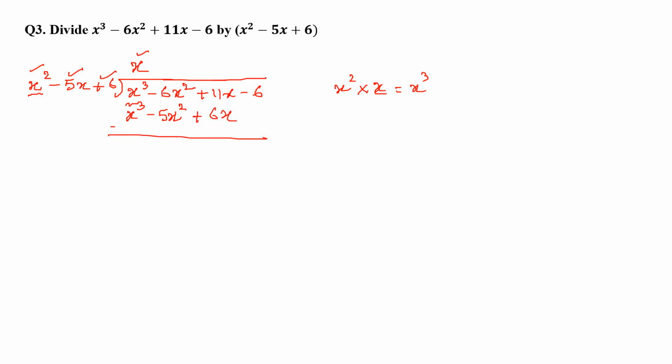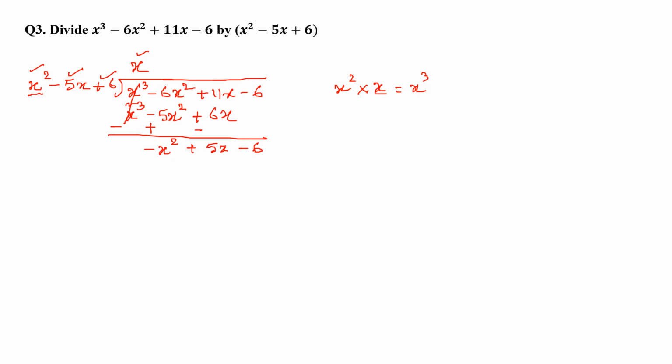Now I have to do the subtraction. So sign will change. x cube minus x cube is 0. Minus 6 plus 5 will give me minus x square, and 11 minus 6 will give me plus 5x. And from the dividend I can see minus 6 is left. So minus x square plus 5x minus 6. Now this is my new dividend, isn't it? This is my new dividend. Now again I have to repeat the process. So first I have to divide this minus x square by x square.